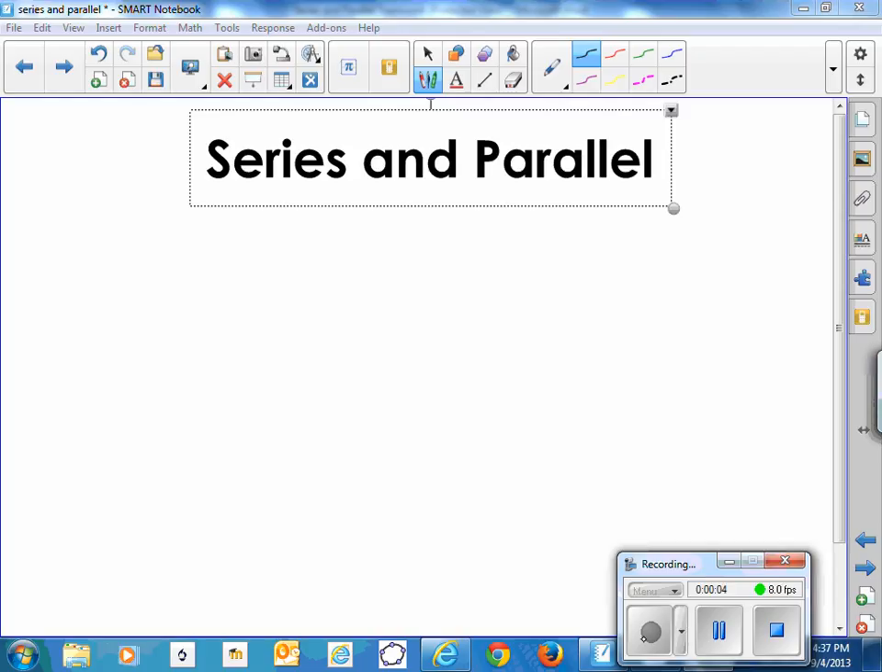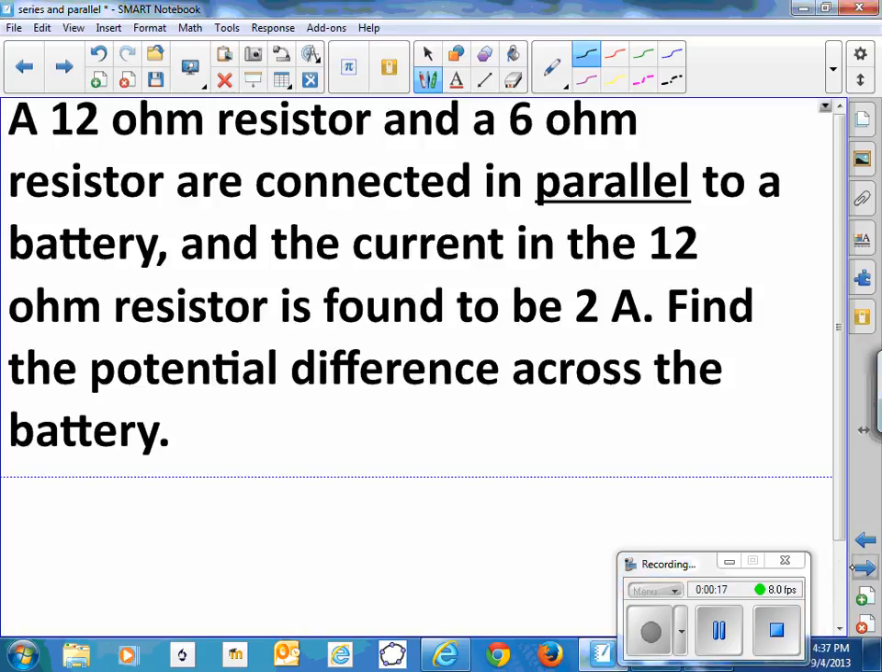A video clip about series and parallel circuits. So, electrical circuits with resistors, voltages, currents. Let's say we have a 12 ohm resistor and a 6 ohm resistor connected in parallel to a battery, and the current in the 12 ohm resistor is found to be 2 amps. Find the potential difference across the battery.